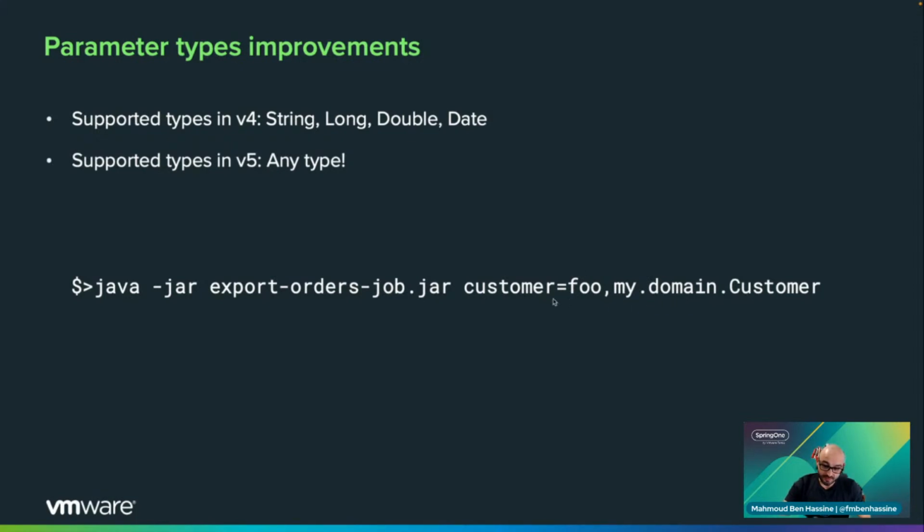Now the idea is, how can I tell Spring Batch to convert this string literal foo to an instance of my domain Customer? This is where we need to teach Spring Batch how to do that. So the most natural way of supporting this feature is by leveraging the conversion service from Spring Framework. So we didn't introduce new APIs or new interfaces. The idea is to use the service from Spring Framework, since Spring Batch is based on Spring Framework, and augment it with any custom conversion if needed.